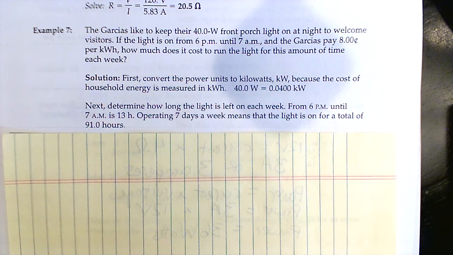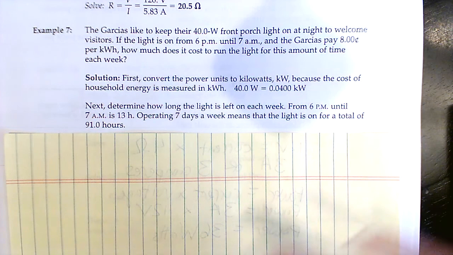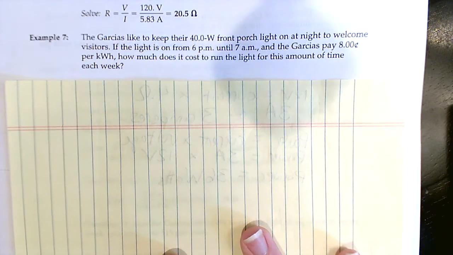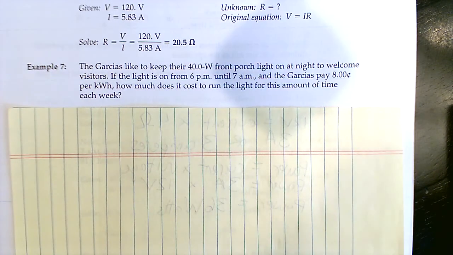The Garcias like to keep their 40-watt front porch light on at night to welcome visitors. If the light is on from 6 p.m. until 7 a.m., the Garcias pay 8 cents per kilowatt hour. How much does it cost to run the light for this amount of time each week? Okay, that's actually just kind of telling you how to do it. So we're going to figure it out together.